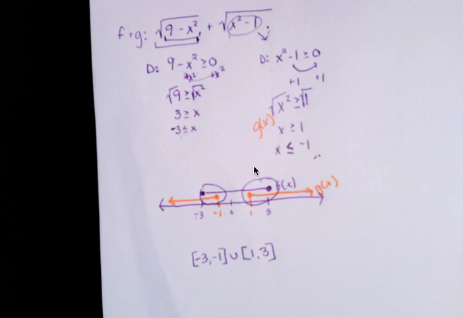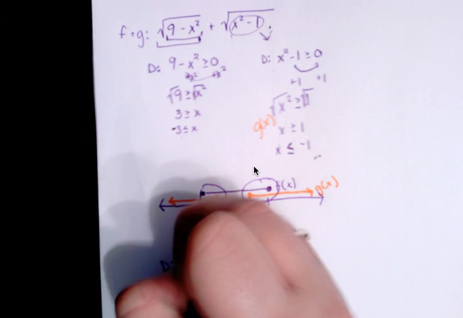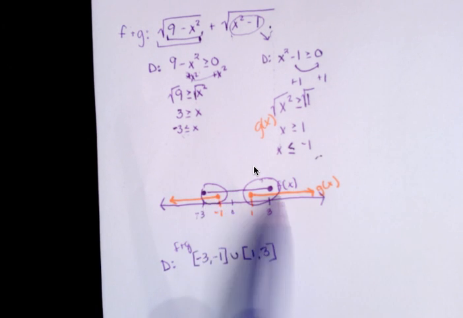And that's how you would do those ones. So this domain of f plus g is what we see here. It's just a combination of both domains. It has to make both of them work, so that's where these overlap. So that's all you do for number 1.